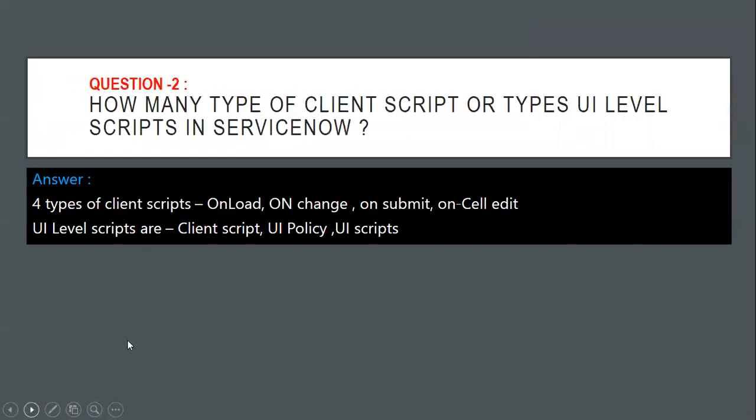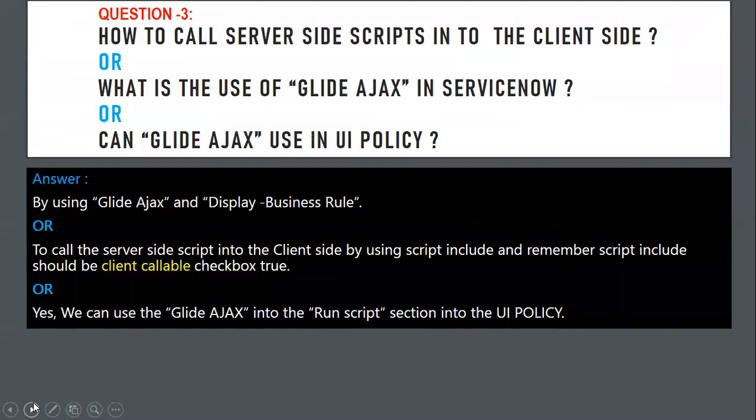Moving to the next question. How many types of client scripts, or types of UI-side scripts, are there in ServiceNow? There are four types of client scripts: onLoad, onChange, onSubmit, and onCellEdit. And the UI-side scripts are client scripts, UI policy, and UI script. So these are the answers.